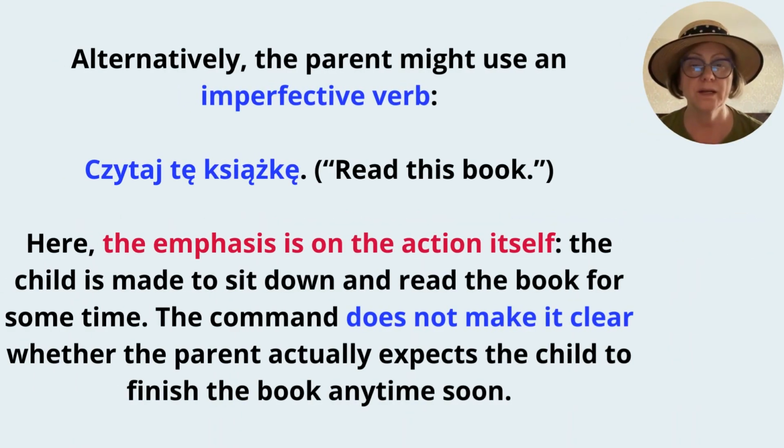Alternatively, the parent might use an imperfective verb. Czytaj tę książkę. Read this book. Here, the emphasis is on the action itself. The child is made to sit down and read the book for some time. The command does not make it clear whether the parent actually expects the child to finish the book anytime soon.